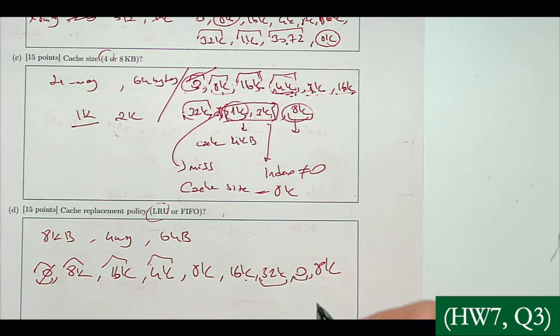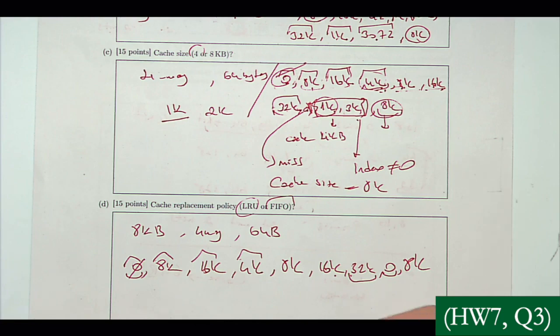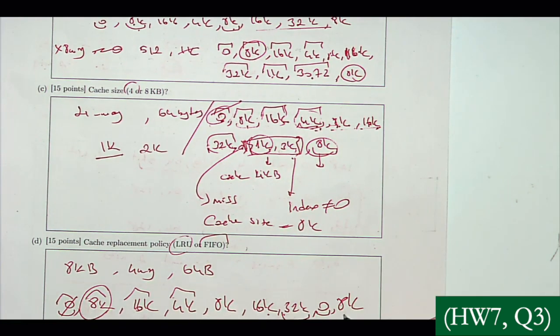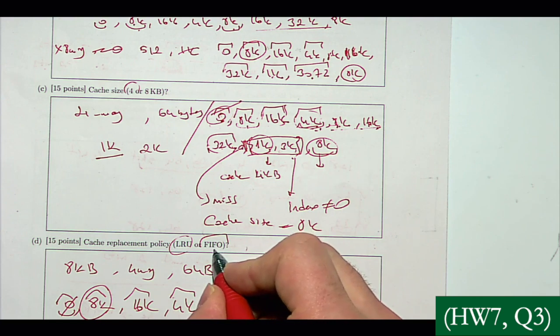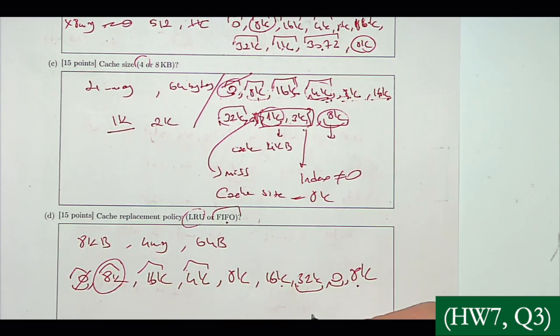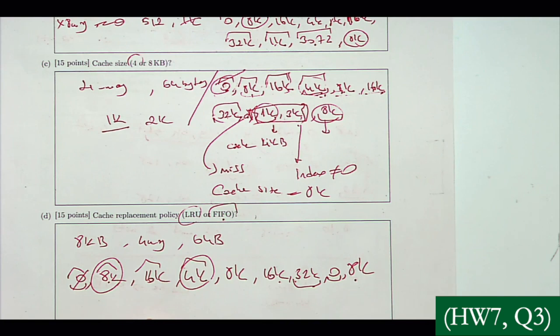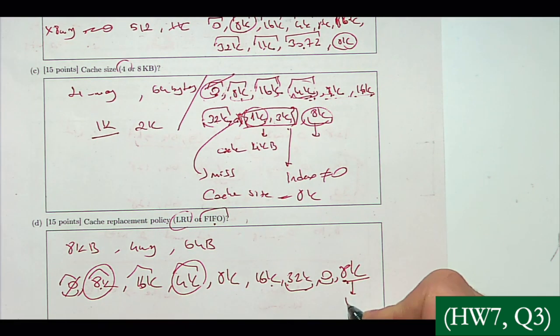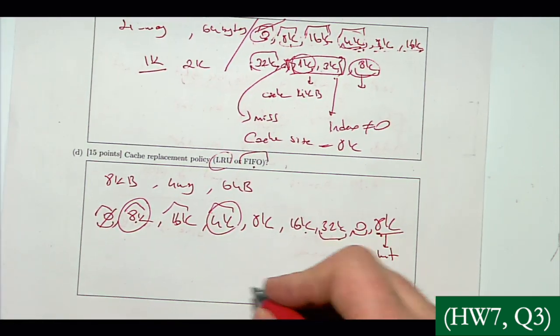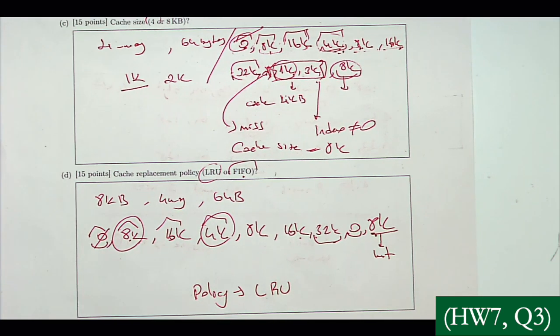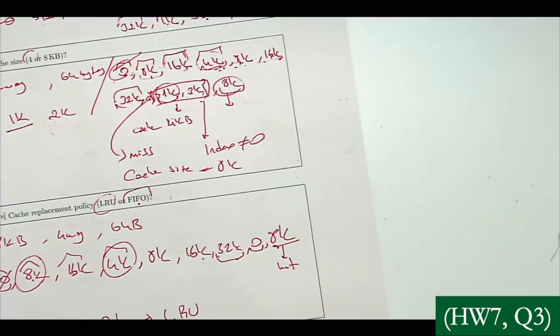So for the 0, if it is FIFO, then we will have to remove 8. Again, for the same reason that I described here, 8 should be a hit, so this shouldn't be FIFO. The replacement policy should be least recently used, so that I won't remove 8K. Instead I will remove 4K because this is the least recently used. Okay, and then this will be a hit. All right, then the policy is LRU. This was mostly oral explanation rather than writing everything here mathematically, but I hope that was clear.